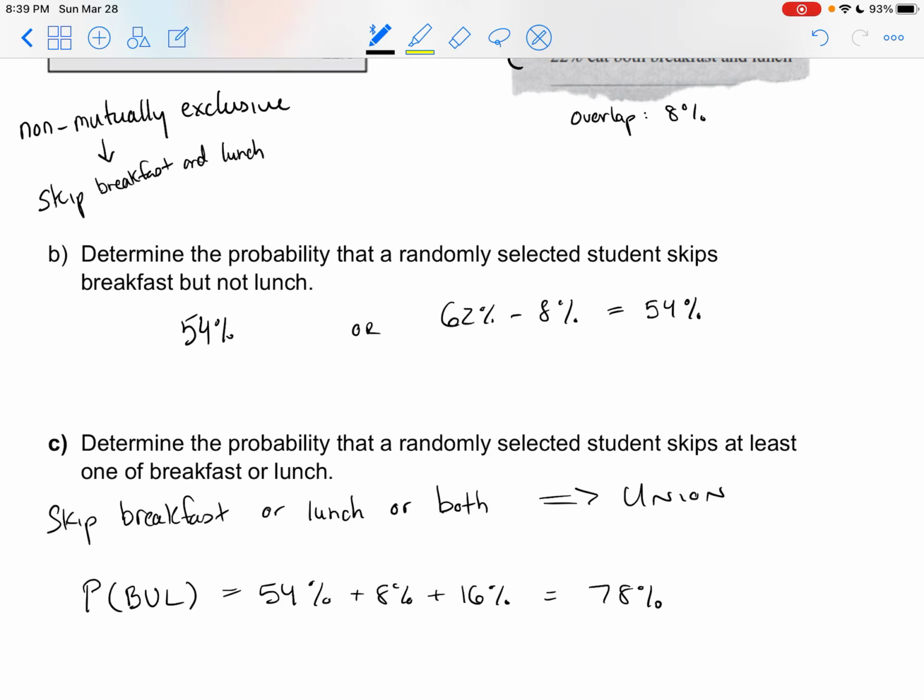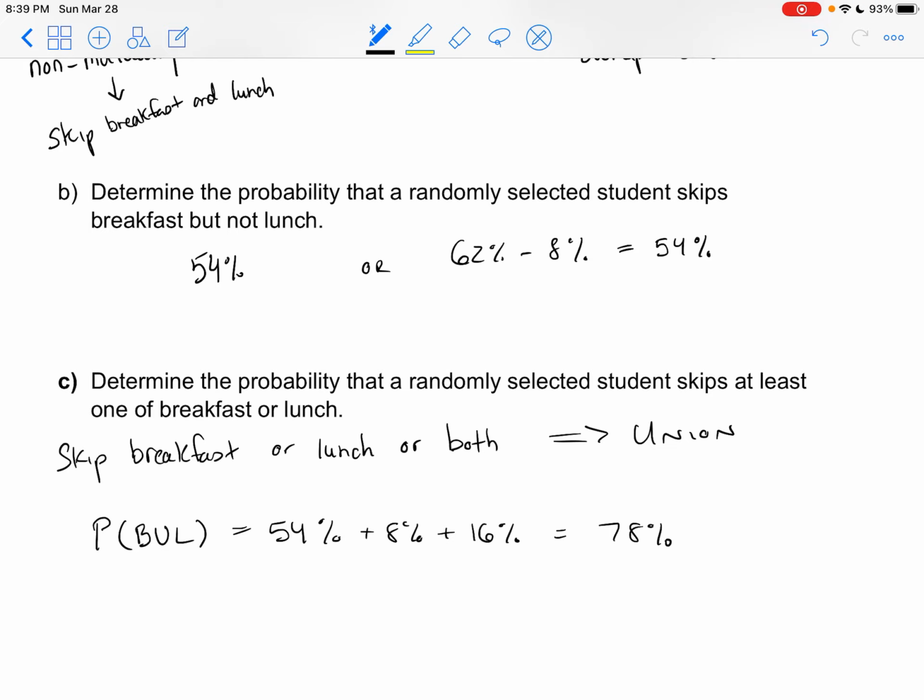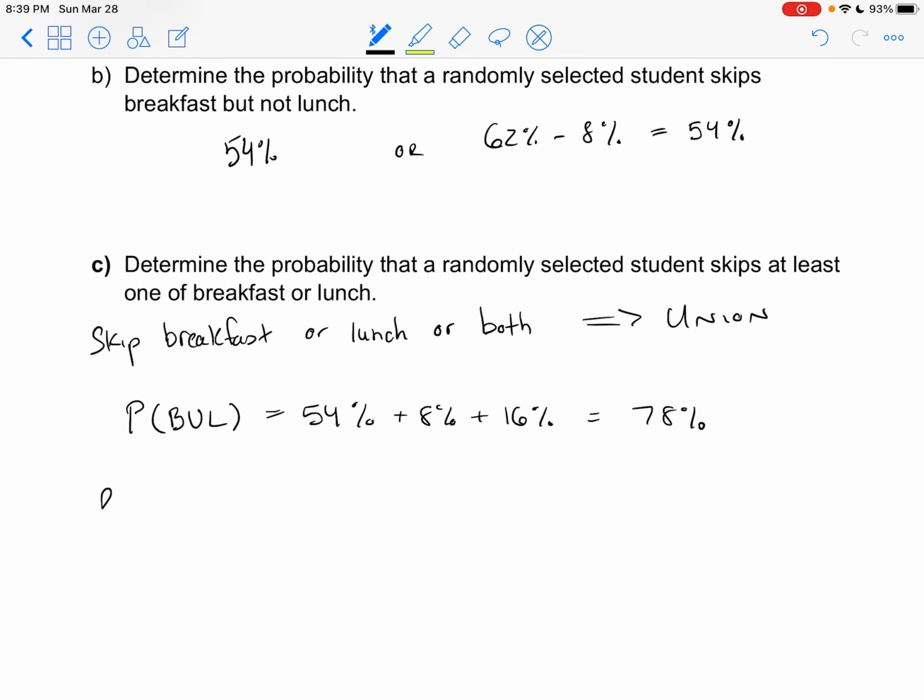You also could have said, again, this is an example where what's the probability of students skipping one of them or both of them. One of the numbers that we were given is the probability that they do eat both. So we could have said that the probability of B union with L is equal to 100% minus the probability of the complement of that. So that's everything not in the circles, which we were given that number too. And that was 22%. So either route gets us to the right answer.